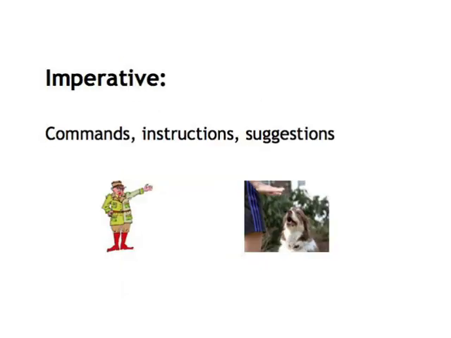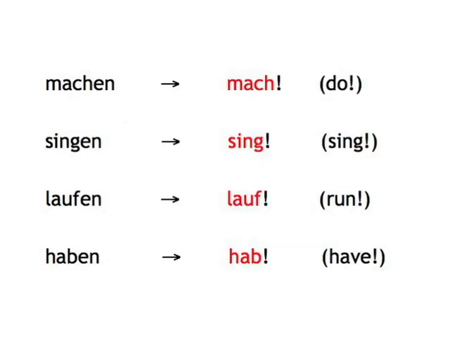There's a special form in German to give commands, instructions, or strong suggestions, which is called the imperative. Luckily, its formation is the same for most regular and irregular verbs. The second person singular, by far the most common imperative form, is formed by simply taking the stem and dropping the st ending. So we get the following forms for both regular and the majority of irregular verbs. Machen: mach. Do. Singen: sing. Laufen: lauf. Run. Haben: hab. Have.